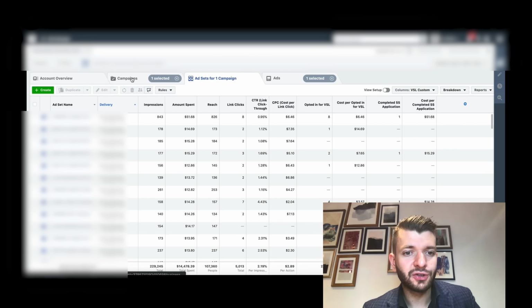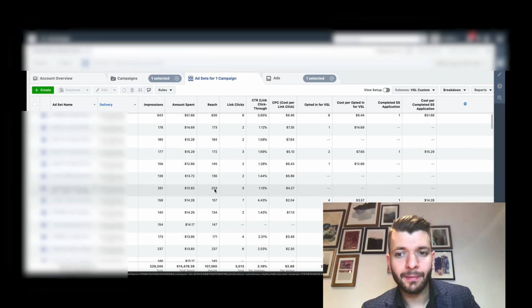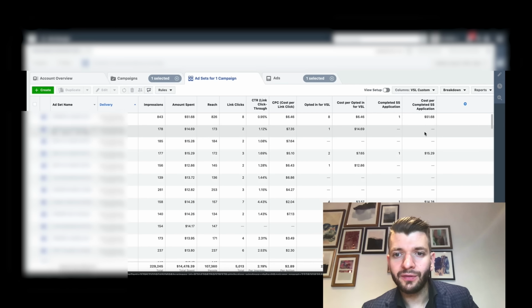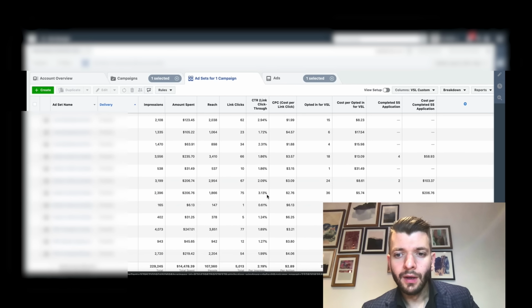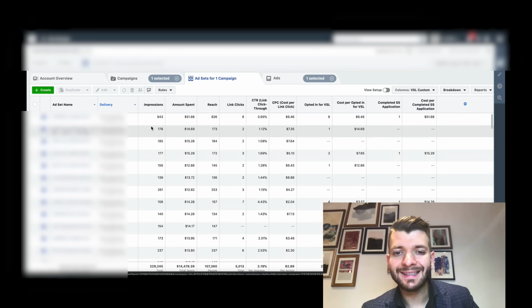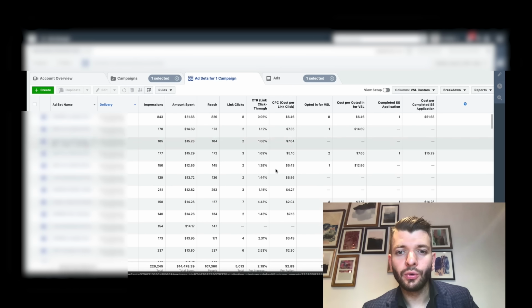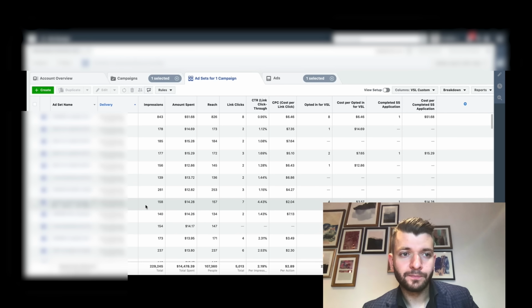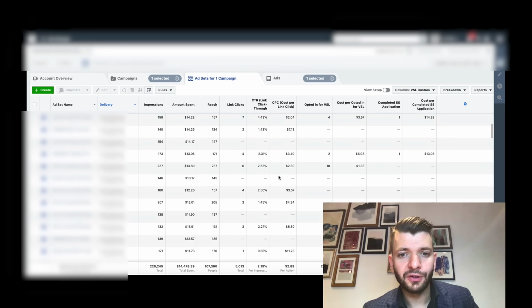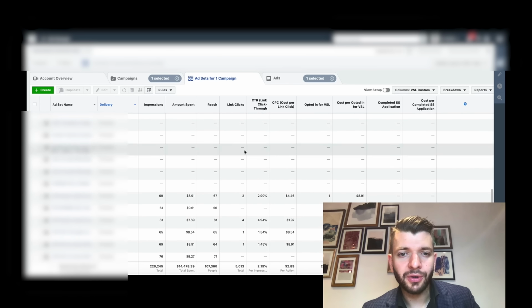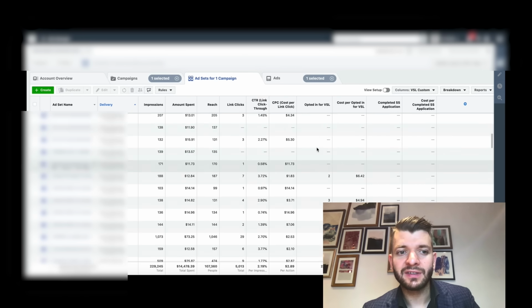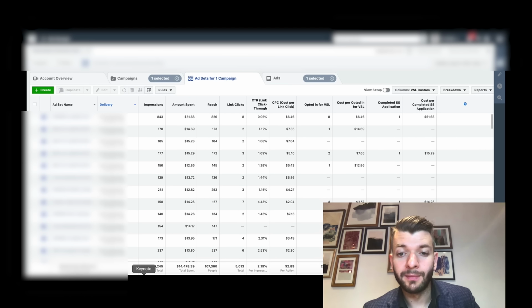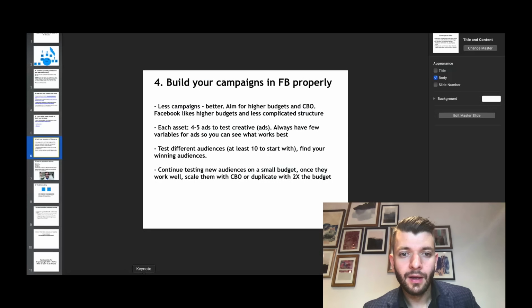But on the ad level, as you can see here, there's quite a lot happening. You can see how everything is set up, so I can overview the entire performance of campaigns within the first 5 seconds, very fast. That's what you want in terms of structuring your ad sets, so you can quickly overview the performance and see where the bottleneck is.